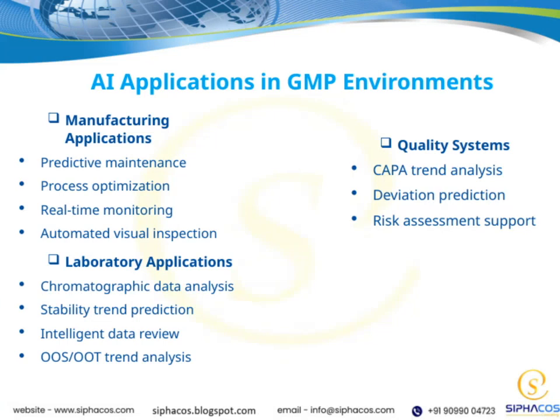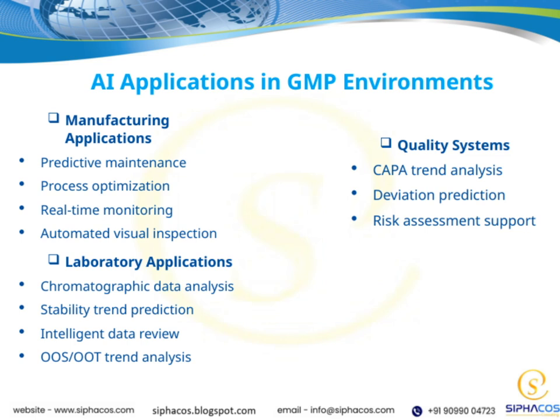Today, I want to highlight some key aspects of quality systems and how AI is transforming our approach. First, we have CAPA trend analysis, which helps us identify patterns over time and address root causes more effectively. Deviation prediction is another critical area. By forecasting potential issues before they happen, we can take proactive steps to maintain quality. Risk assessment support ties into this by providing data-driven insights to evaluate and mitigate risks throughout our processes.